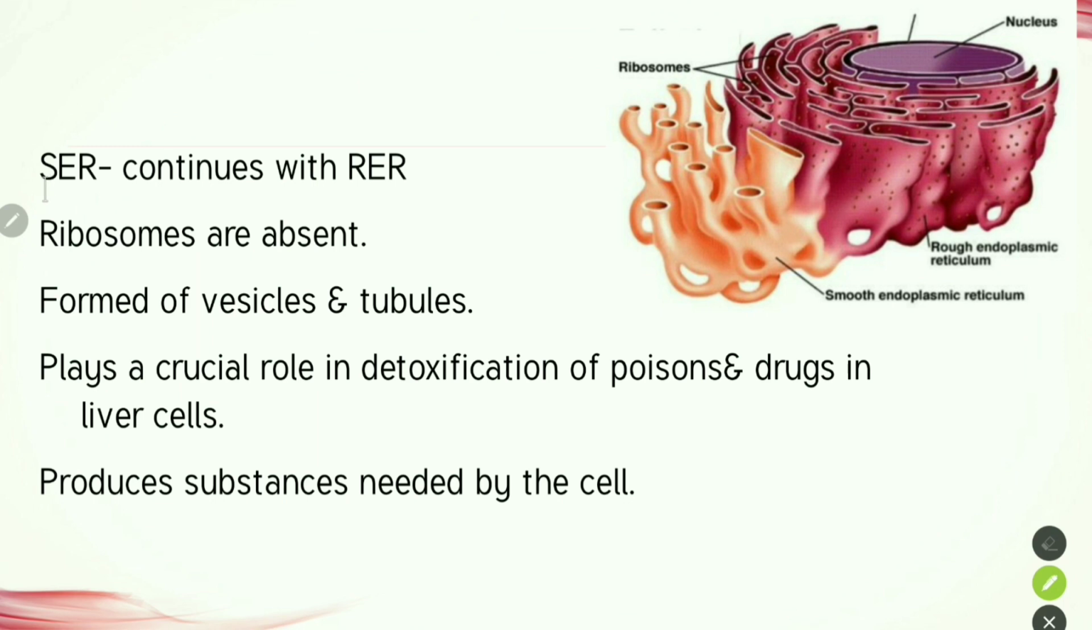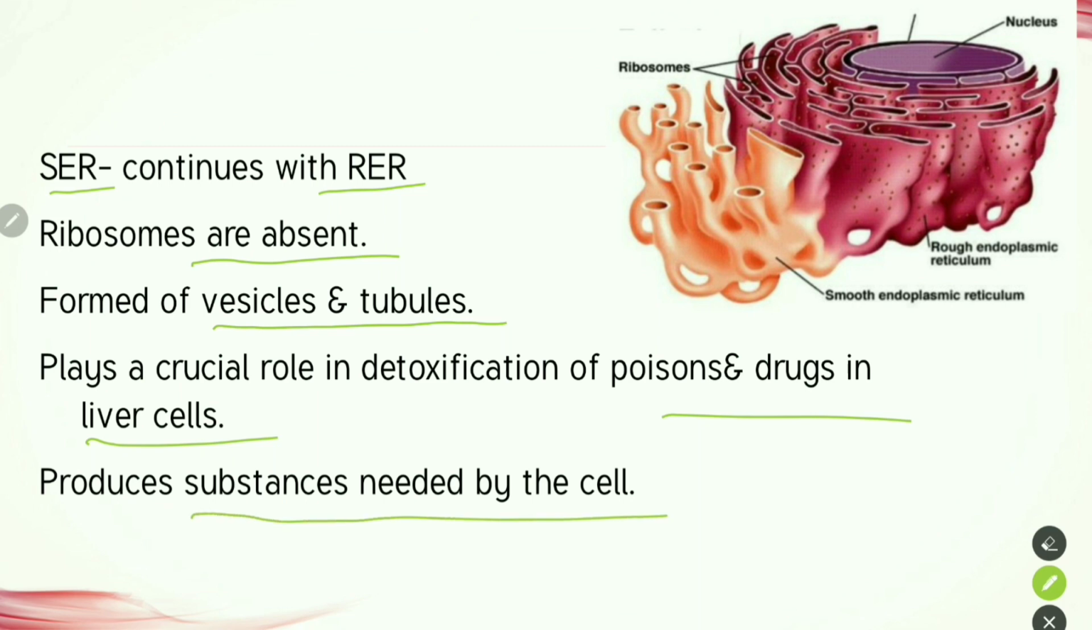SER is the smooth endoplasmic reticulum. It continues with the RER. It lacks ribosomes. There are no ribosomes present in SER. It is a site of important metabolic reactions, including further modification of proteins, and synthesis of phospholipids, fatty acids, and steroids. It is formed of vesicles and tubules. It plays a crucial part in detoxification of poisons and drugs in liver cells. Smooth endoplasmic reticulum produces other substances needed by the cell.